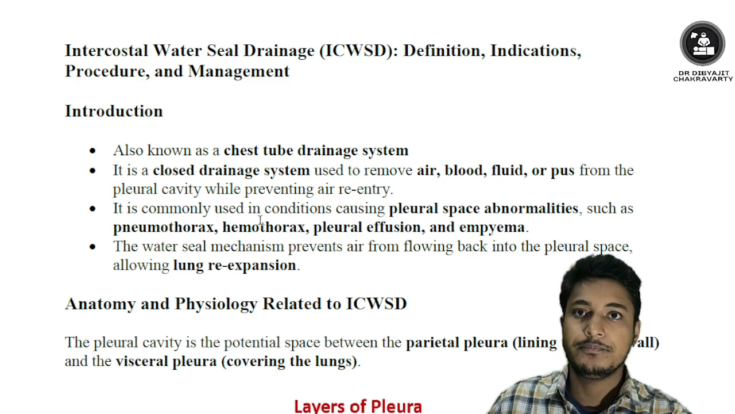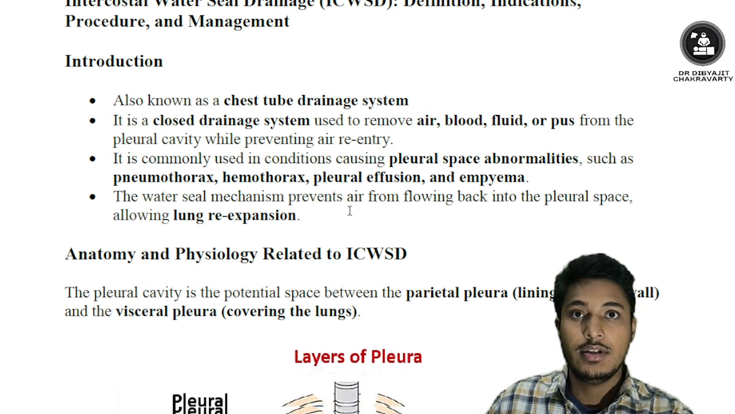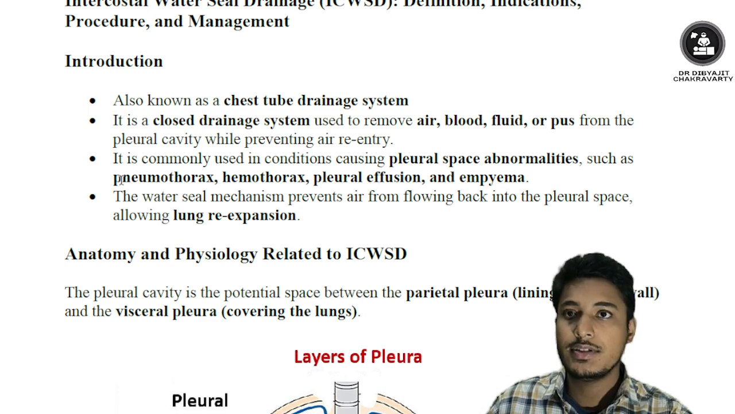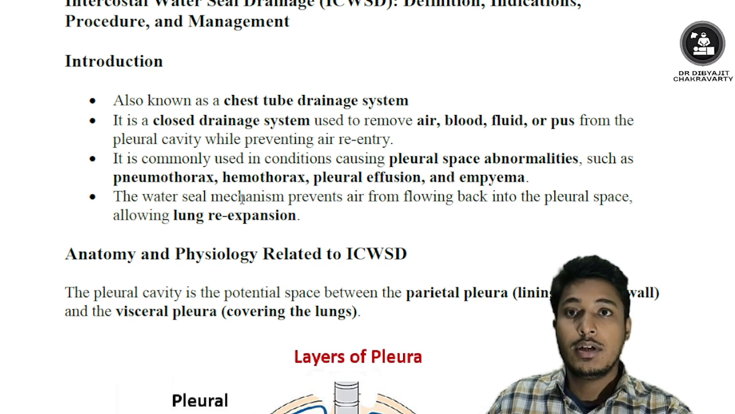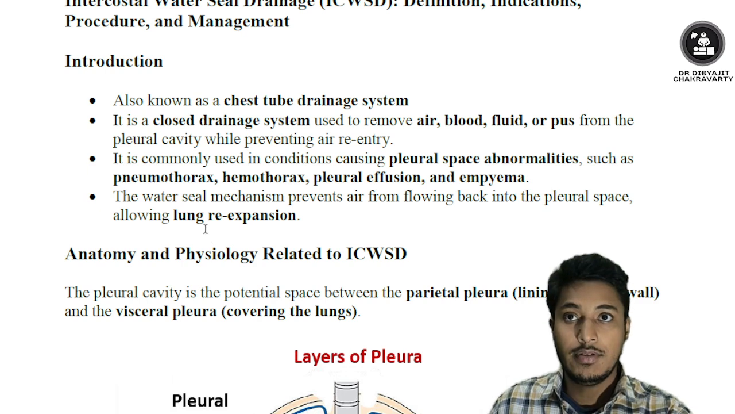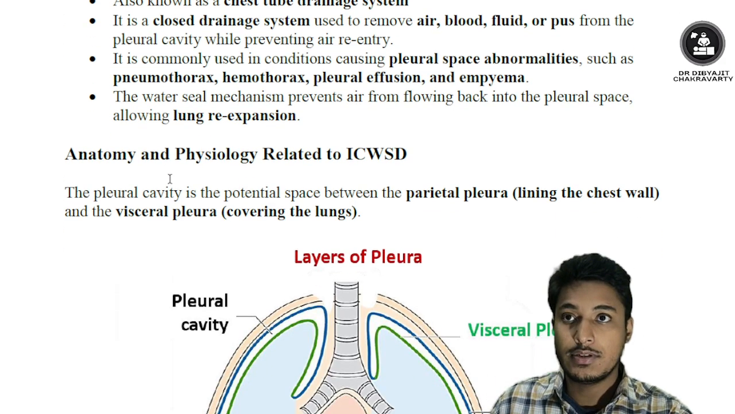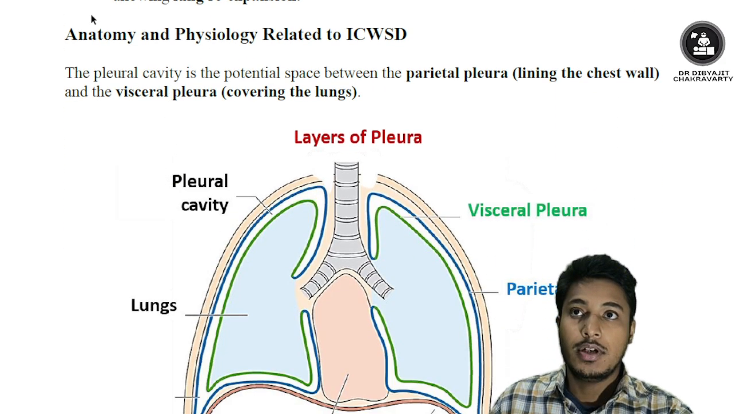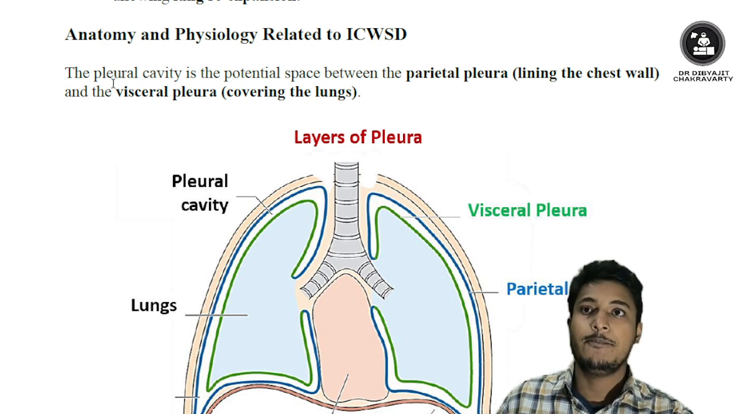air entry. It is commonly used in conditions involving pleural space abnormalities such as pneumothorax, hemothorax, pleural effusion, and empyema. The water seal mechanism prevents air from flowing back into the pleural space, allowing lung re-expansion. So this is the main aim of the intercostal water seal drain. For that, we have to understand the anatomy as well as the physiology related to intercostal water seal drain.